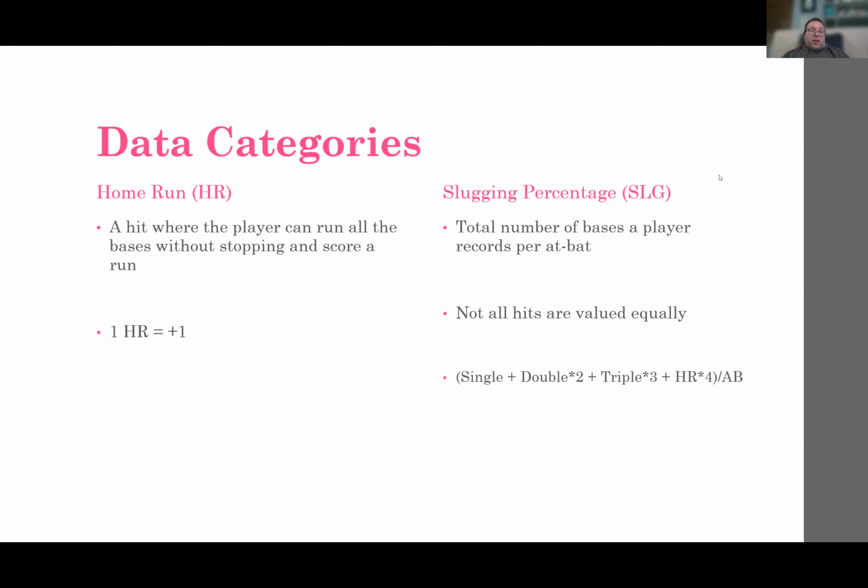Do you know if there were any in-park home runs included, or is there any distinction between hitting it out of the park or an in-park home run? There was not any distinction in the research that I did. I'm pretty sure just any hit where the player was able to run all 4 bases continuously was counted as a home run.